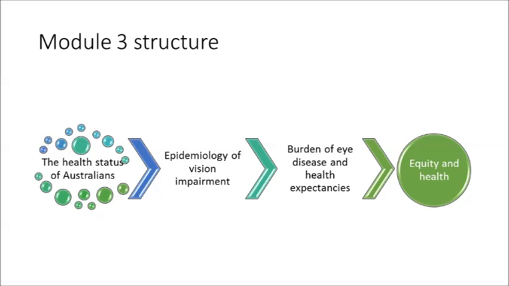Module 3 has a four-part structure. Firstly, we will look at the health status of Australians. We will then follow this with gaining an understanding of the epidemiology of vision impairment, and then look at burden of eye disease and health expectancies, and then finally we'll put all that together and take a look at equity and health, but focusing more specifically on eye care delivery.